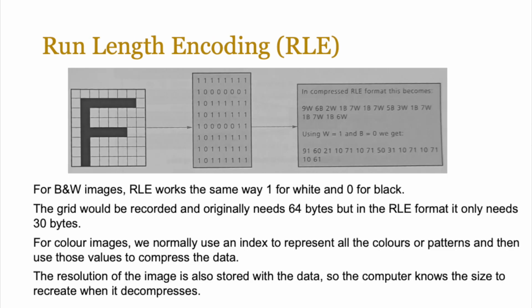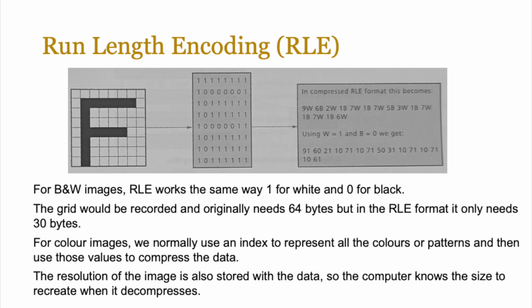Now, RLE is not just used with text. RLE can also be used with images and pixels in particular. For black and white images, RLE works the same way: 1 for white and 0 for black, or vice versa. The grid would be recorded. For example, every single pixel would be recorded. So the original character that you see on screen requires 64 bytes, but in the RLE format, it only needs 30 bytes. And you can pause the video to see that example and study it. But in the exam, chances are they'll be giving you this type of structure and asking you to work out the maths behind it.